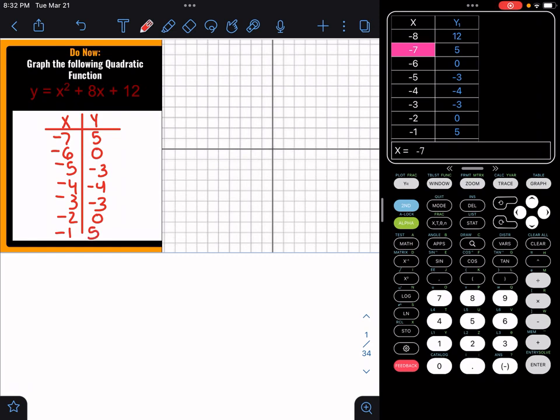Let's look at how this graph is going to look. Alright, (-7, 5) means I'm going to go to the left 7, 1, 2, 3, 4, 5, 6, 7, and I'm going to go up 5, 1, 2, 3, 4, 5. (-6, 0): 1, 2, 3, 4, 5, 6, 0 means we stay. Then (-5, -3), we go down 3, then we go down 4, and then it starts all repeating. This is what our graph of x squared plus 8x plus 12 would look like. Alrighty. So that's all they wanted us to do. We just wanted to practice graphing it.